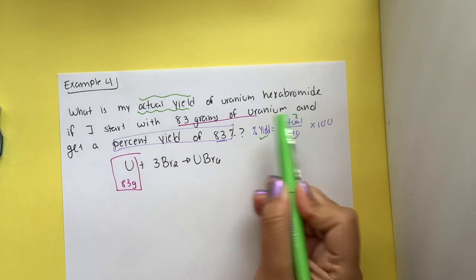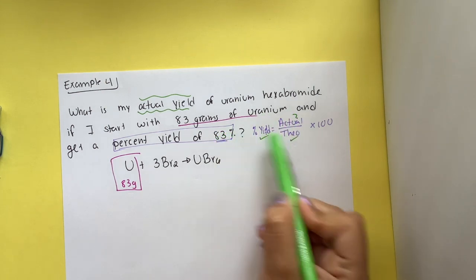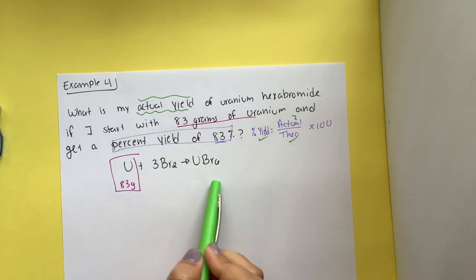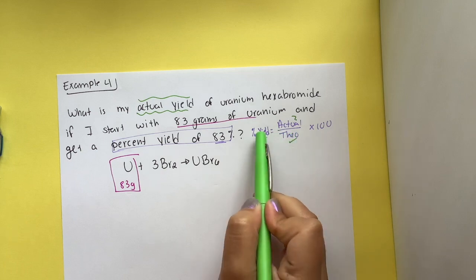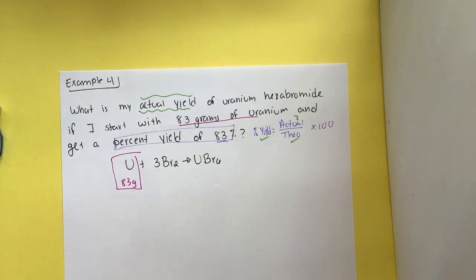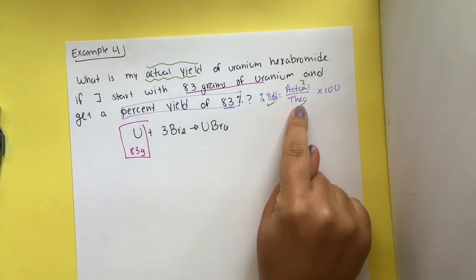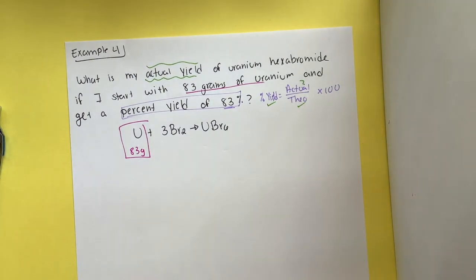Okay, so I know my percent yield. It was given to me, 83%. I know my theoretical yield, not yet, but I will once I do stoichiometry. And then I can just plug in both of these values and solve for my actual yield. Okay, so let's do it. The first thing I'm going to do is find the theoretical yield by doing stoichiometry.